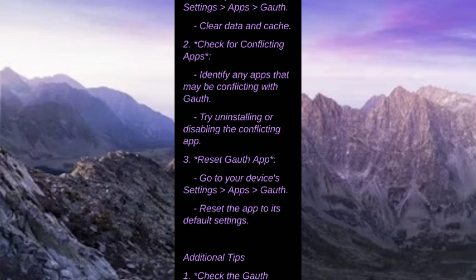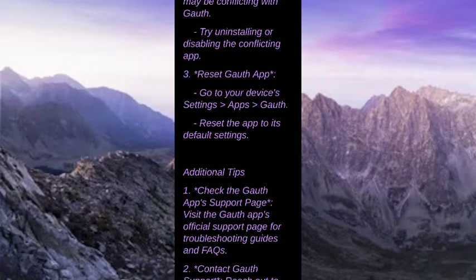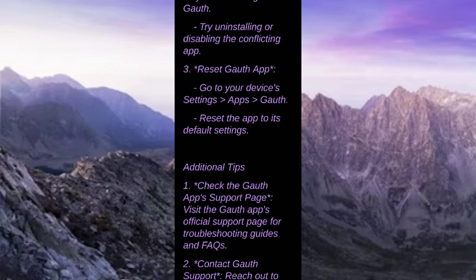Next, you want to check for conflicting apps, because there are some apps that might conflict with Gauth, so please try uninstalling or disabling the conflicting app. Then you can also have a case where you want to reset the Gauth app. How do you do it? Go to your device settings, select apps, and then select Gauth, and then you see the option for reset. So just reset the app to its default settings.